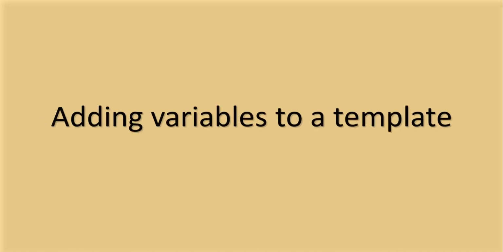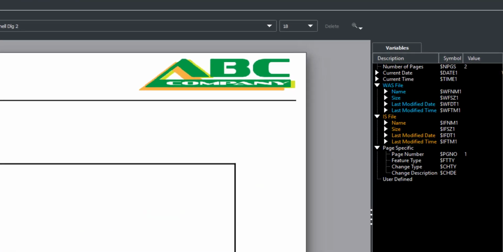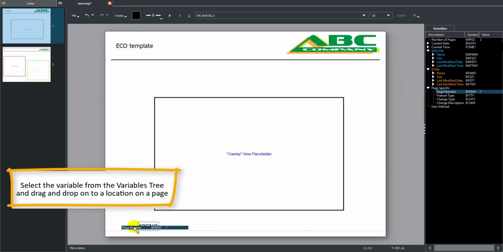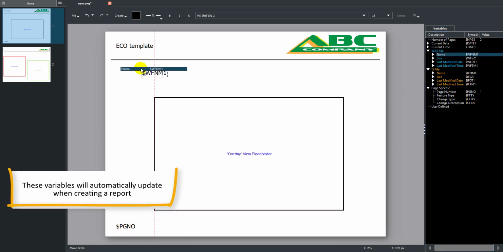Adding variables to a template. Predefined variables like page numbers, file names, current date, time, things like that can easily be dragged and dropped onto the template itself, either the title page or the secondary pages. These will appear in the final report.